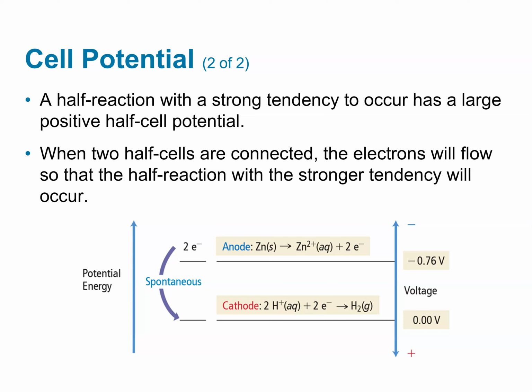So in this particular example, we have an anode with solid zinc losing 2 electrons and becoming a zinc 2 cation. And we have a cathode where it's our standard hydrogen electrode with 0 volts. And you can see that it has a negative 0.76 volts for the anode side of the reaction. Because when two cells are connected, the electrons are going to flow so that the half reaction with the stronger tendency is the thing that occurs. Because this example prefers that the electrons move, these 2 electrons transfer from the zinc to the hydrogen, and this is going to be a spontaneous reaction.